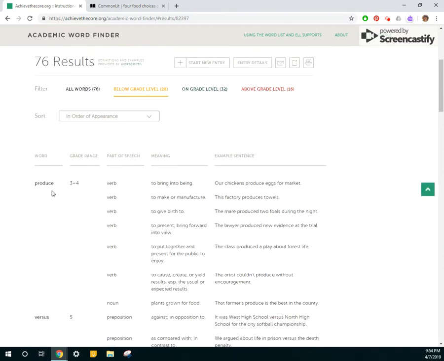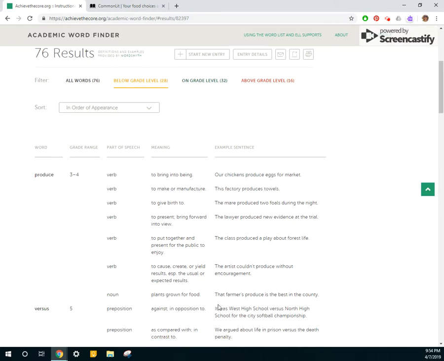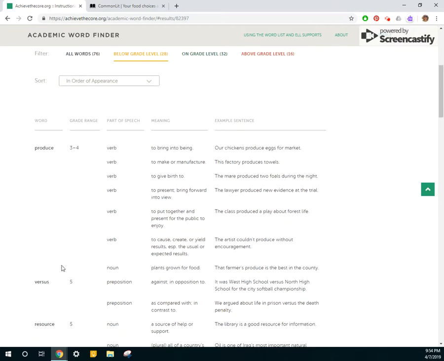So these are going to be things like produce, and it's going to list all the different possible meanings of that word. So this isn't something that you're going to just toss to your kids, because this gives them way too many words to look at, right? But it's going to help you start dialing down.